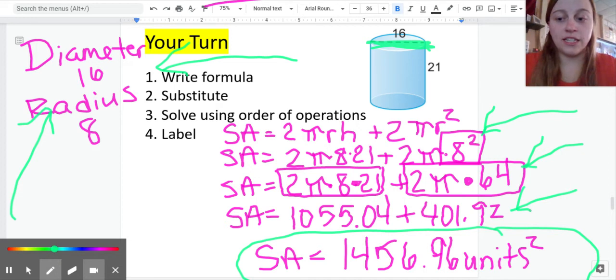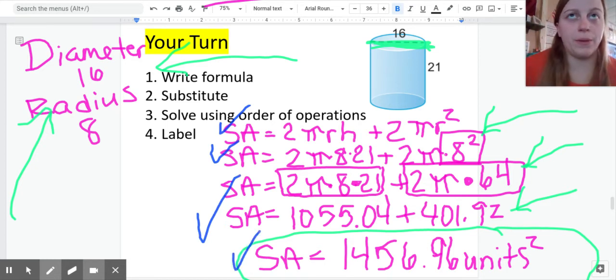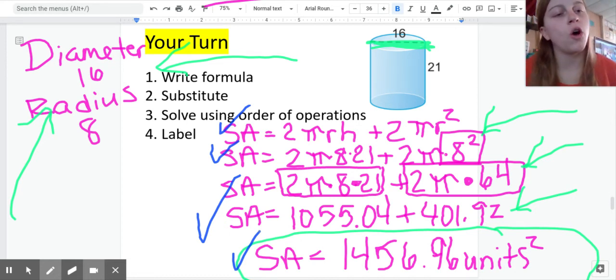How'd you do? Did you show the formula? Did you substitute? Did you solve? And did you label? The label here, you might have been like, well, there's no label in the question. There's not. So you can call your label units squared. Whenever you don't know what your unit is, what they measured it in, you just call it units.